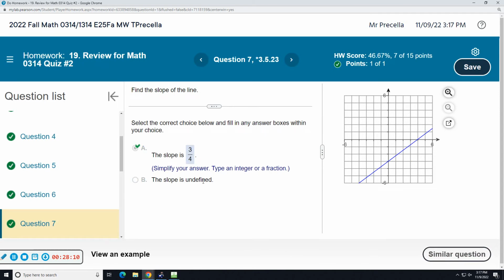Now before we go on, what sort of a line would we have had if the slope had been undefined? A vertical line. Remember, the slope of a vertical line isn't defined. The slope tells us how the y values change when the x values change by 1 unit. Well, on a vertical line, the x values never change.